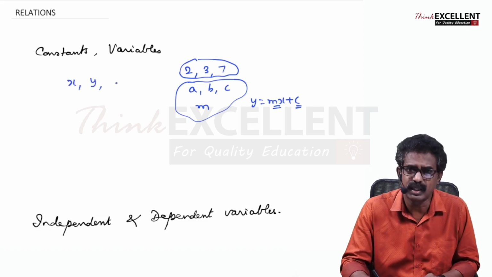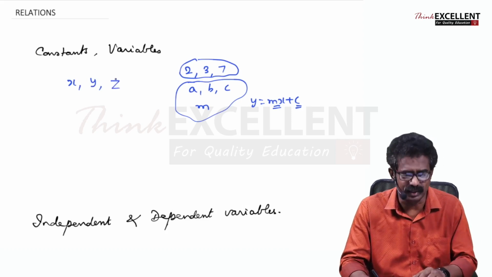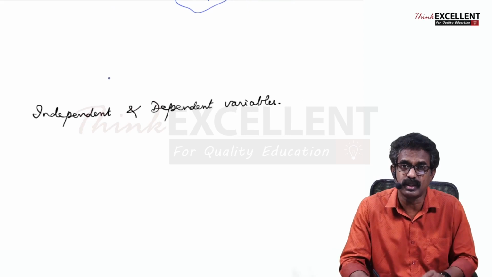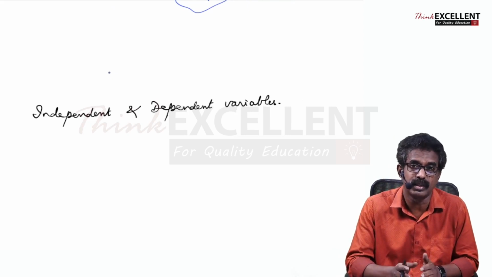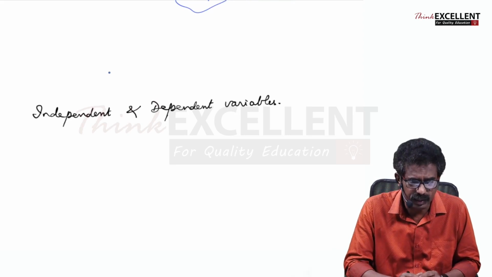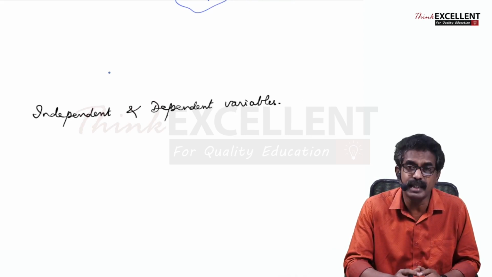Variables, normally we denote as X, Y, Z. So it varies. Now there are two types of variables. Constants, two types we said: arbitrary constants and numerical or fixed constants. And here variables: independent variable and dependent variable.